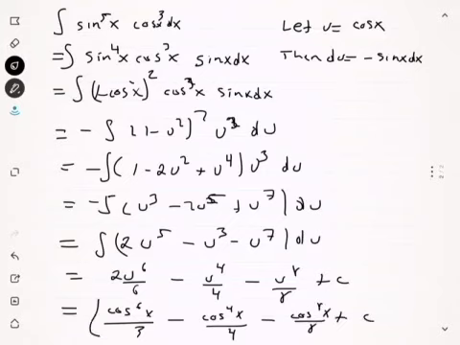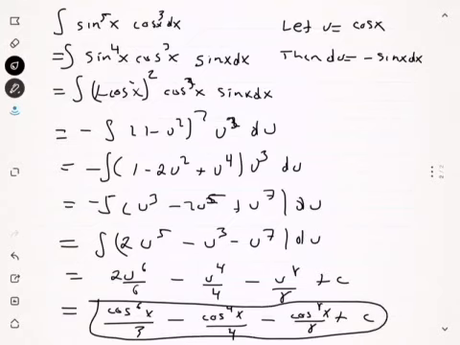So it looks like you get two different answers depending on whether you use the first method or the second method, but the two answers are equivalent. It's just that in the first method we saved the cosine of x and we wrote everything in terms of sine, and in the second method we saved the sine and then we wrote everything in terms of cosine.